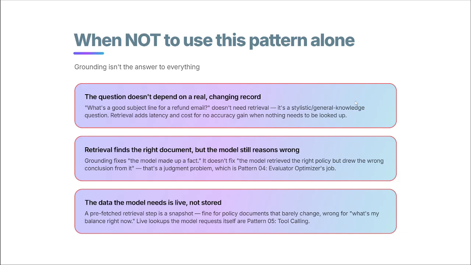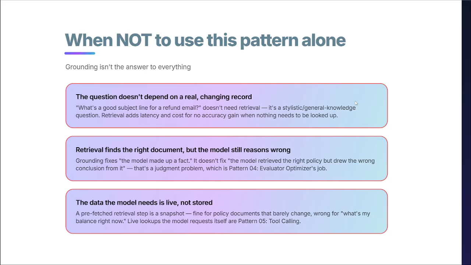And then second is whether retrieval is really finding the right documents or not, right? Because if the model is not able to fetch the right document, it might answer the wrong question. And then the third place where we should not use this pattern is if you need live data, it doesn't work, because syncing the knowledge base to your policy documents or other documents takes time. It won't be real time. So it's good for data which does not change frequently.